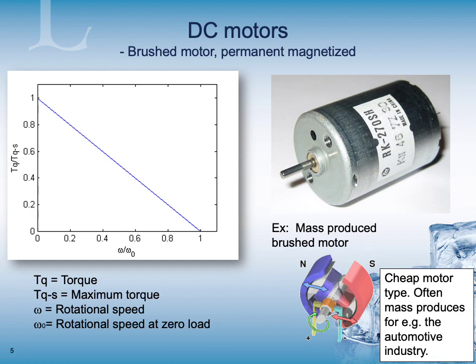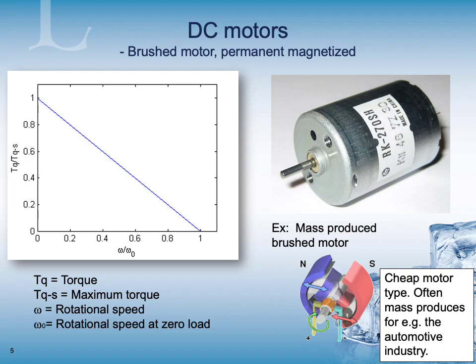Here we can see another type of brushed motor, this one with permanent magnets on the stator. This is a simple motor type, mass produced, very cheap, often used, for instance, in the automotive industry, in subsystems, like when you open and shut the windows on the car. And why do you use that? Yeah, as I said, it's cheap. That's of course one reason why you want to use it.